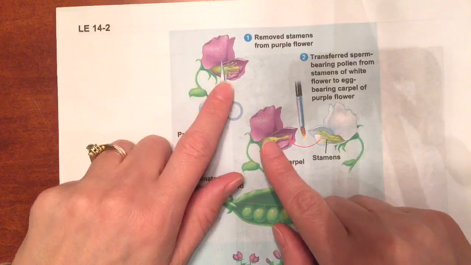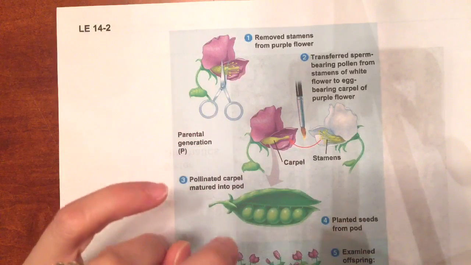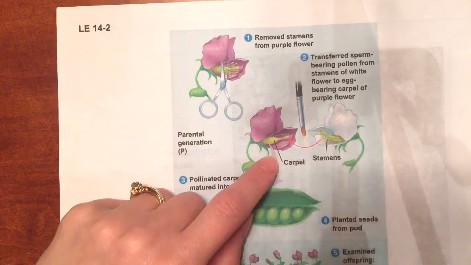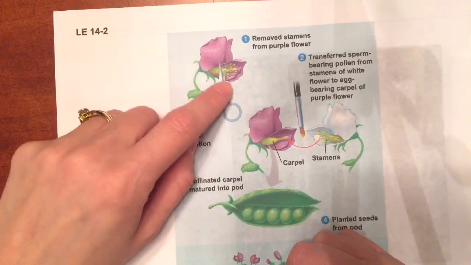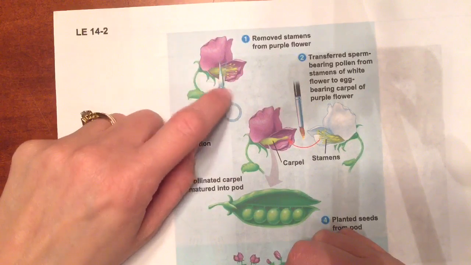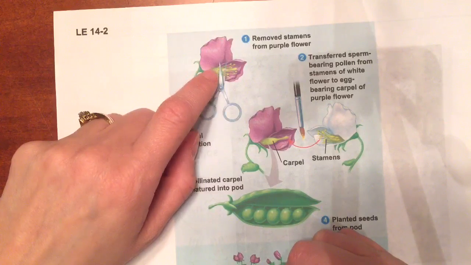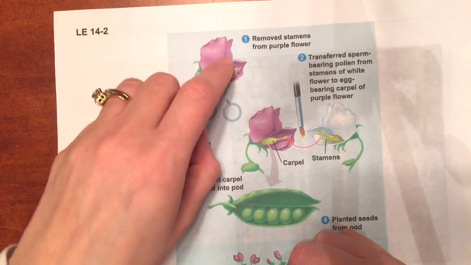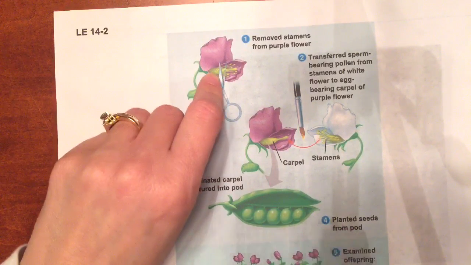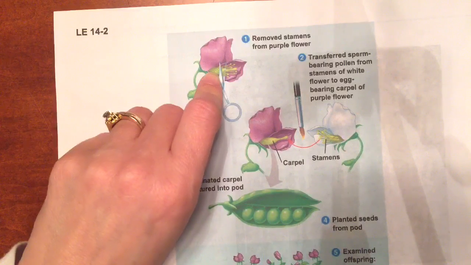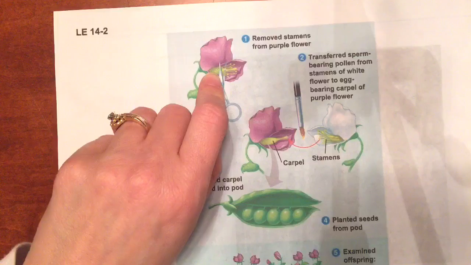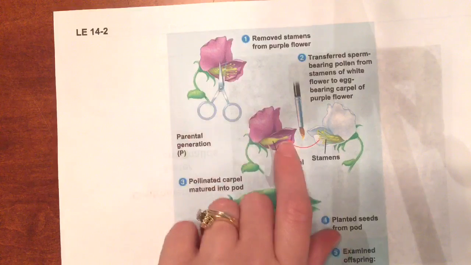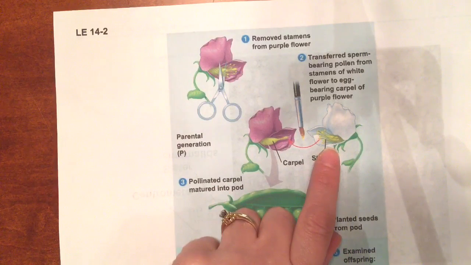So what he did to make sure that he could cross the plants that he wanted to: he took the purple flower and he removed the stamens. That's the male part. They have the pollen that has the sperm. He did that so that they can't self-pollinate, because the pollen from the same flower can fertilize the eggs of the same flower. So flowering plants can self-fertilize, or they can cross-pollinate, where the pollen from a different plant can fertilize the eggs. That's what he wanted to do, but yet he wanted to pick which plant the pollen came from.